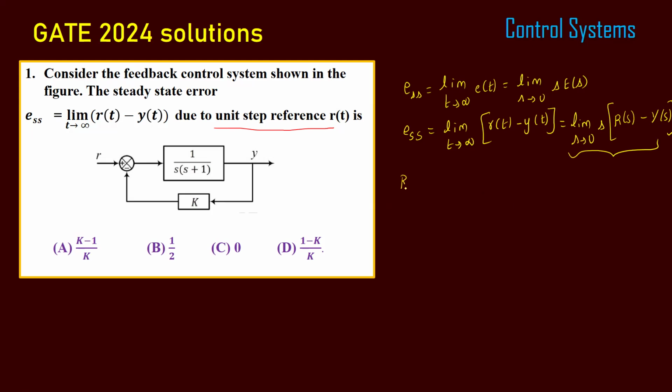So what is R of S? Already they have given the condition as unit step signal, so R of S is 1 by S. We need to find the Laplace transform of the output Y of S from the given block diagram. So let me find out.